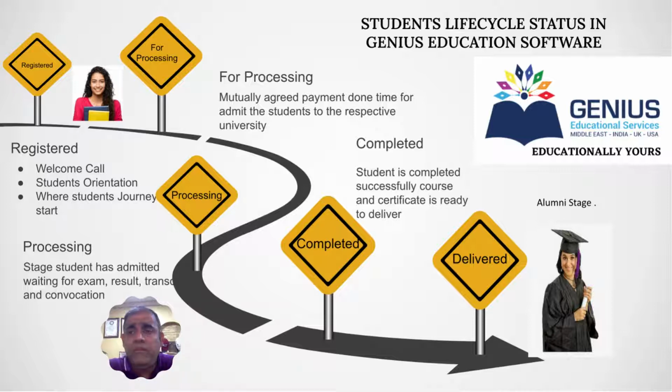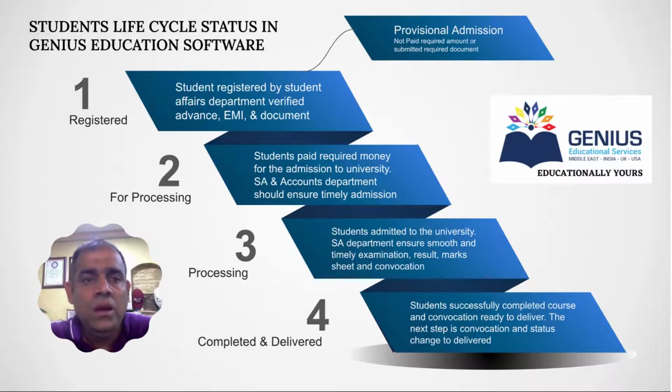So let us go a little deeper into this process: the student life cycle status in the Genius Education software. This video is created for administration purposes. It's an internal video. Sometimes we need to help the sales folks. They are working really hard, but sometimes they are not able to collect the full admission payment, so they collect it partially. We give them an opportunity to take the admission as a provisional admission, which can be registered in the system.